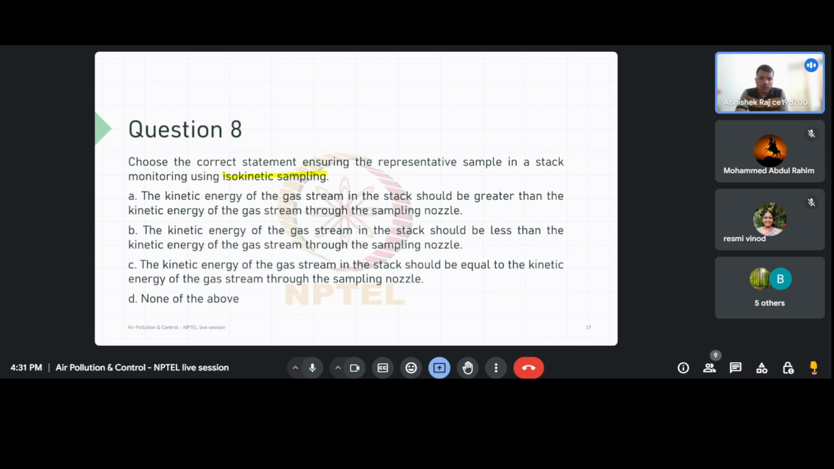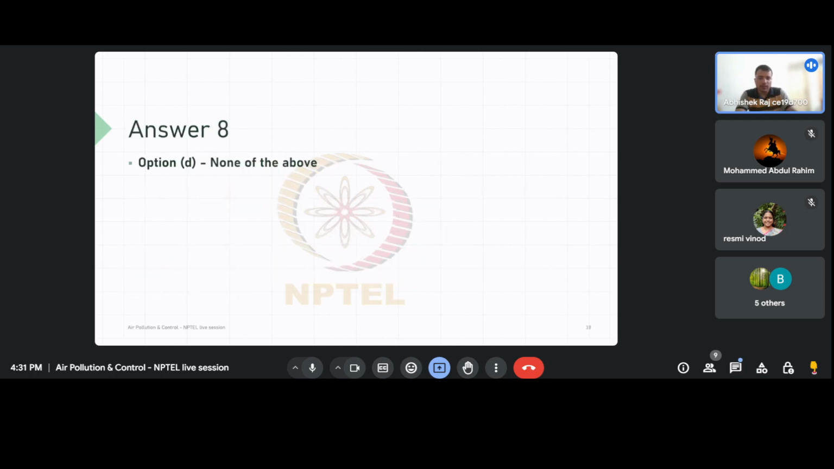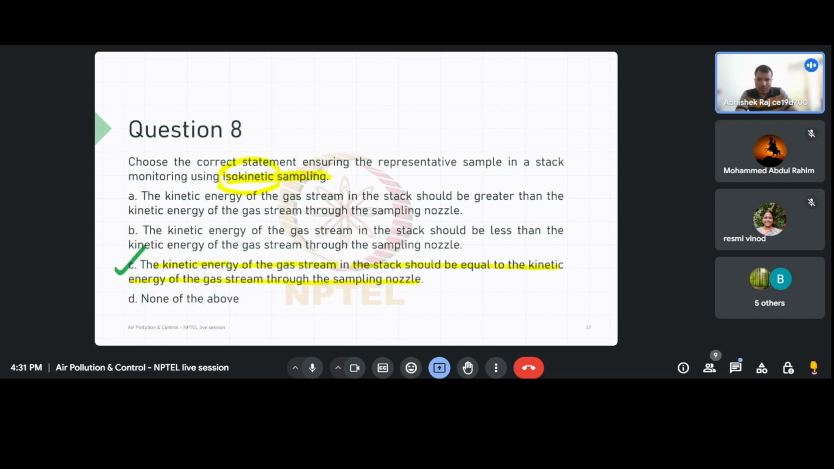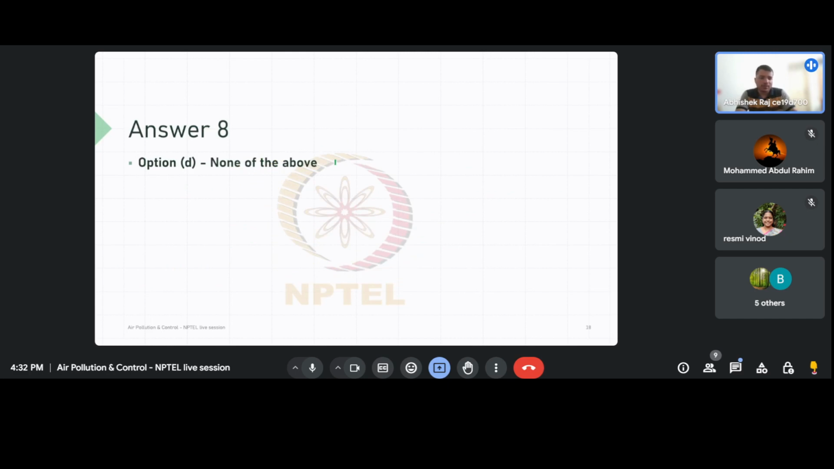So the whole concept of isokinetic sampling. Here we are using the word isokinetic: iso means equal, kinetic means kinetic energy. So it should be equal in the stack as well as the sampling nozzle. So the kinetic energy of the gas stream in the stack should be equal to the kinetic energy of the gas stream through the sampling nozzle. It should be maintained constant. So the right answer is option C. I think the answer is incorrect here. It will be equal. We'll correct this while providing the PDF.